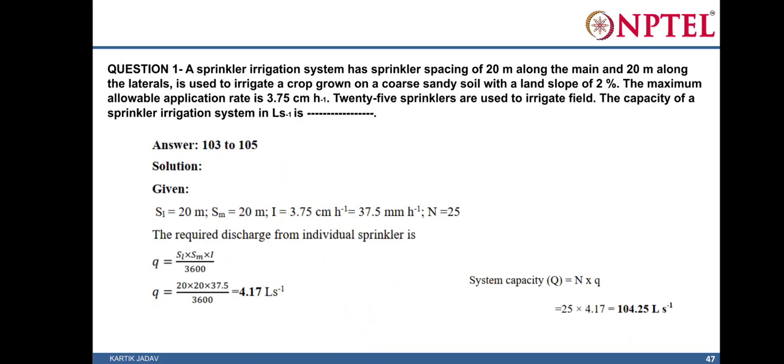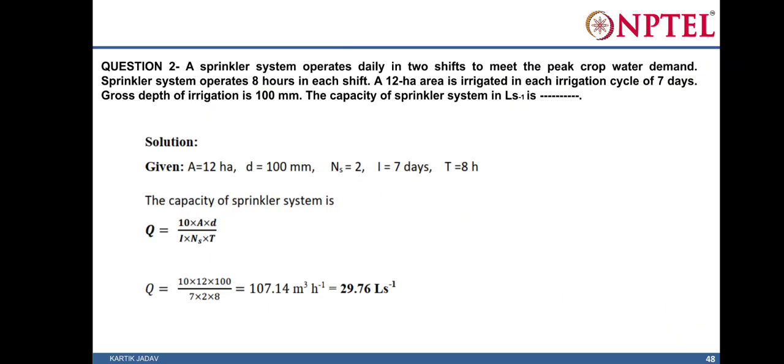So Q for an individual sprinkler is 4.17 liter per second. Now for system capacity we need to multiply it by 25 sprinklers. So 25 into 4.17 is equal to 104.25 liter per second.